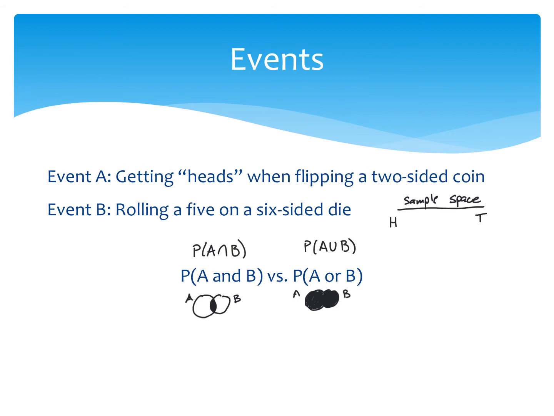Now for event B, I want to roll a 5 on a standard 6-sided die. Here's where things get fun, because I can roll a heads and a 1. I can flip heads and roll a 2. I can flip heads and roll a 3. Okay, these are all the possible outcomes that could happen. And I could do the same thing over here with my tails. Tails and 1, tails and 2, tails and 3.